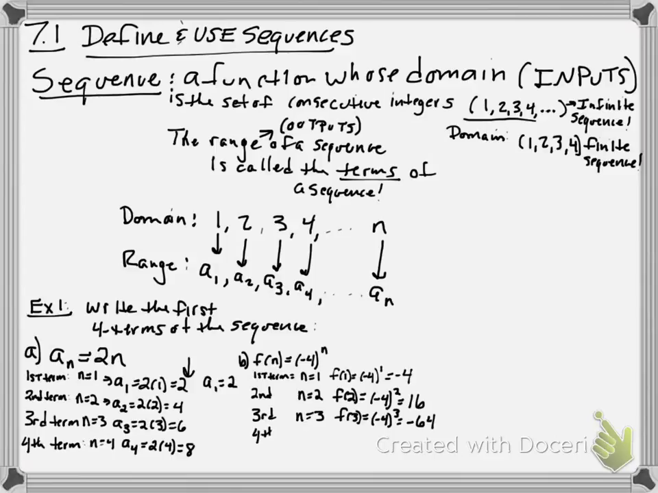And the final term we'll do is the fourth term when n equals 4. This would be f of 4, or negative 4 to the fourth. Now, a negative to an even power is always going to be positive. I think that's going to be positive 256. So that's the first type of example I would like you to be able to do.